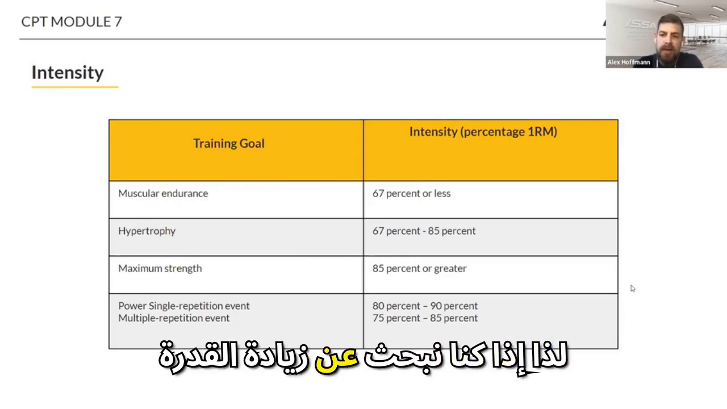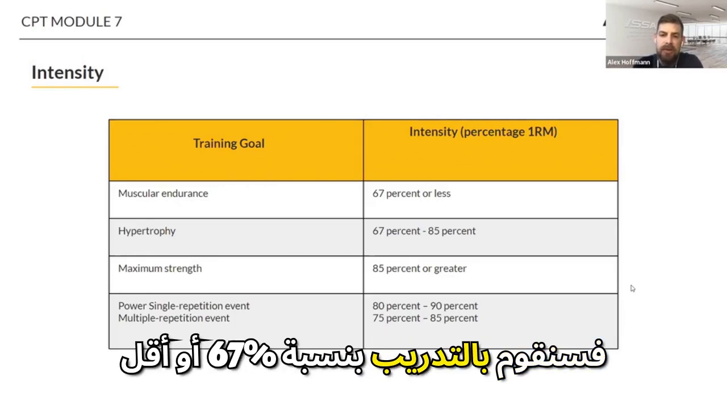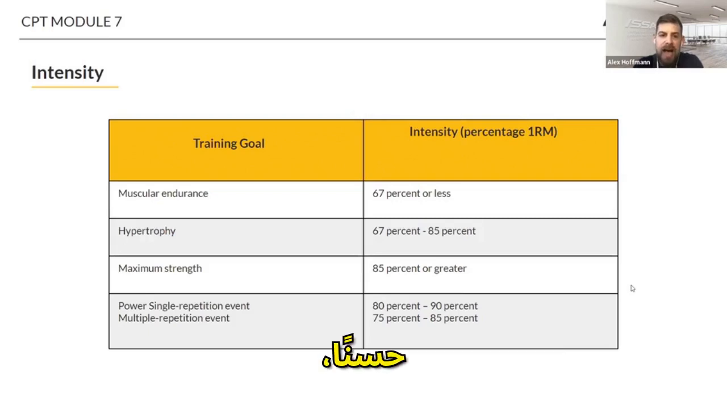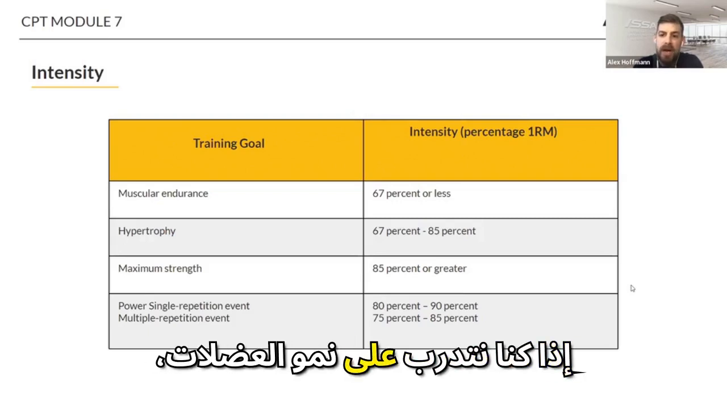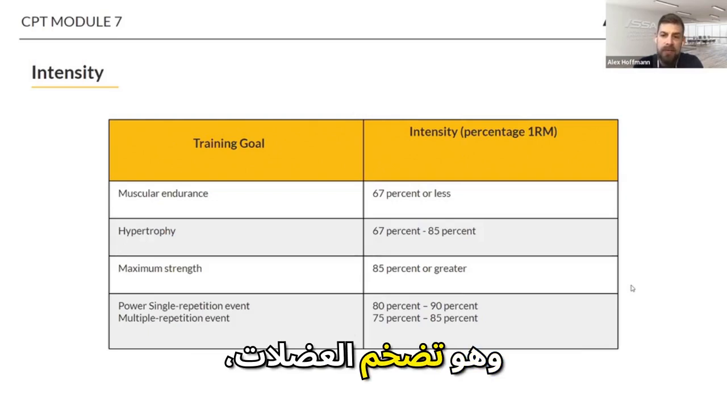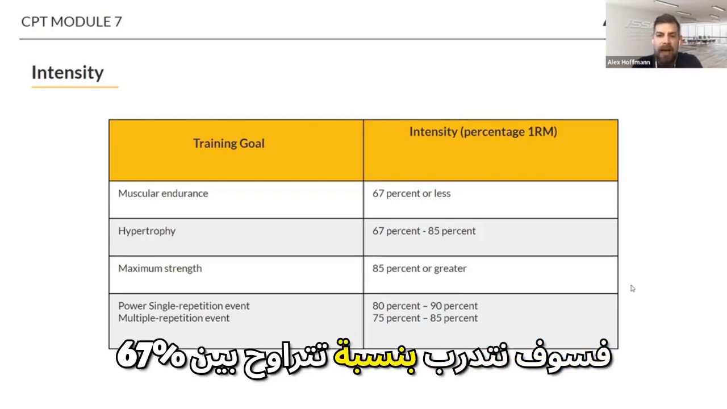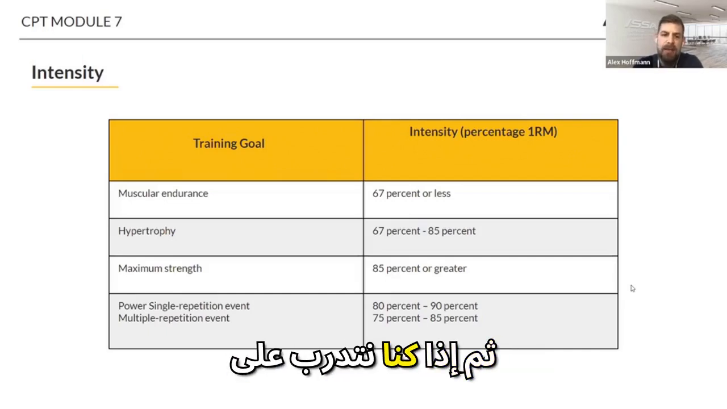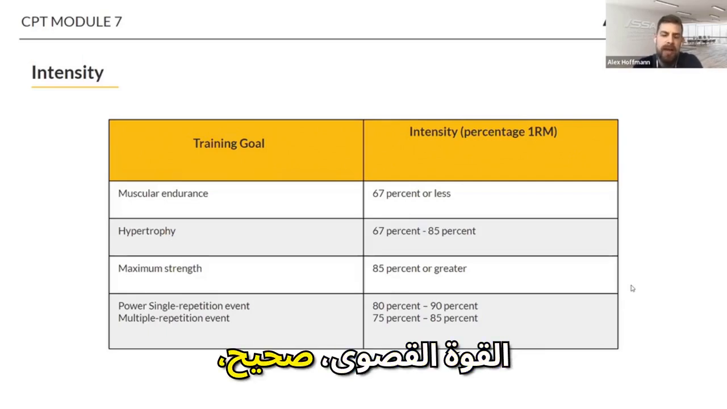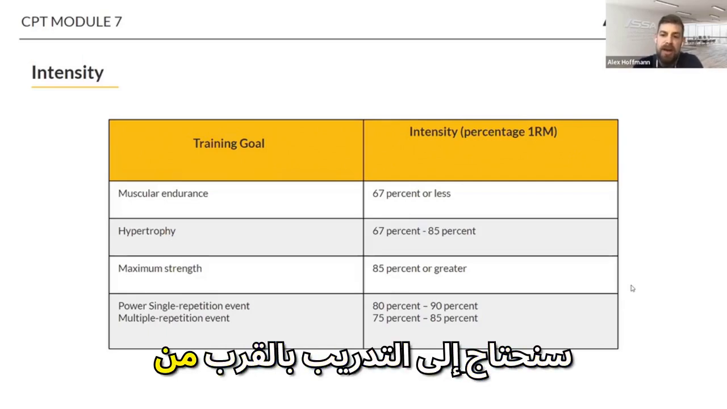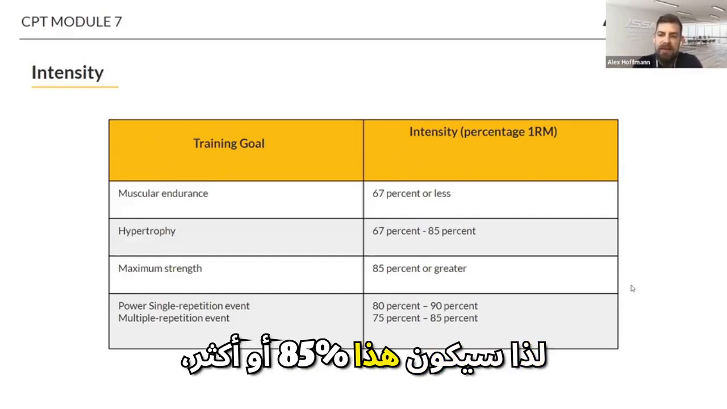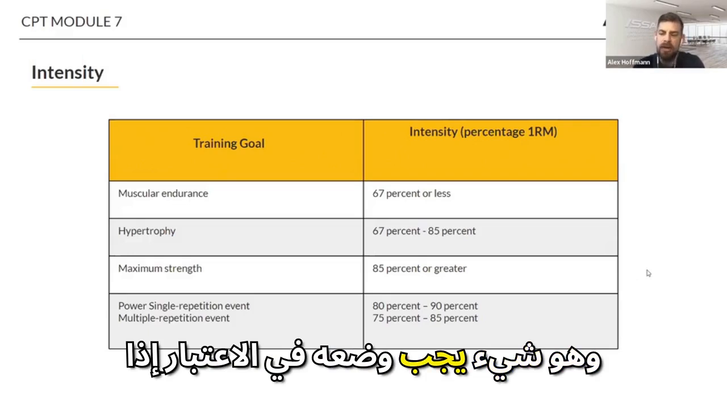So if we're looking to increase muscular endurance, we're going to be training at 67% or less of our 1 repetition max. If we're training for muscle growth, which is hypertrophy, we're going to be training at 67% to 85% of our 1 repetition max. And then if we're training for maximal strength, we're going to need to be training close to our 1 repetition max. So that's going to be 85% or greater.